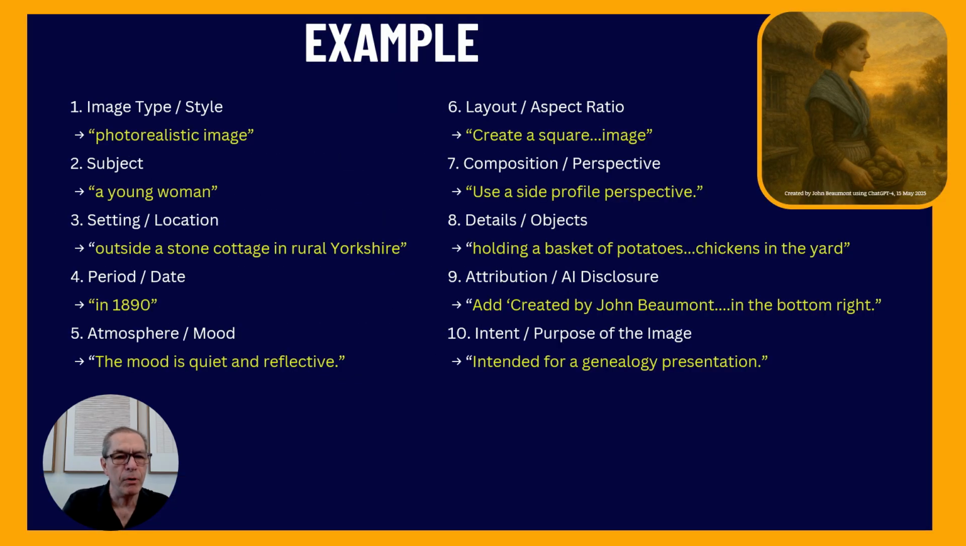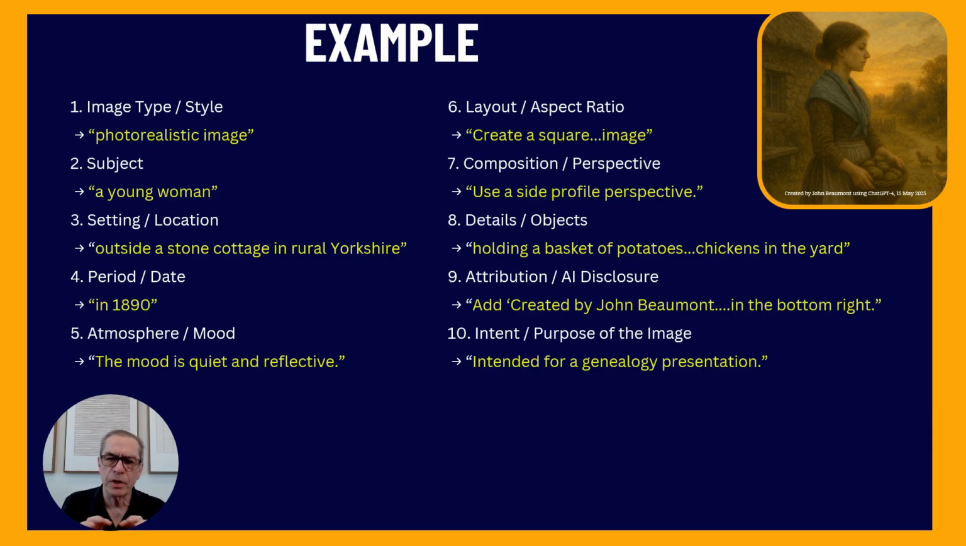And let's see how that breaks down. And I'll put this in the description so you can use this example and you can just add in what you need to use. So image type photorealistic, subject a young woman, setting a location outside of Stone Cottage in rural Yorkshire, and so on, a period, a date, an atmosphere, mood, a layout, aspect ratio, composition. So it's very simple. And if you use this technique, these 10 steps, you really get some detailed images that are not just auto-generated from GenAI, if you like. So that's the 10 steps.